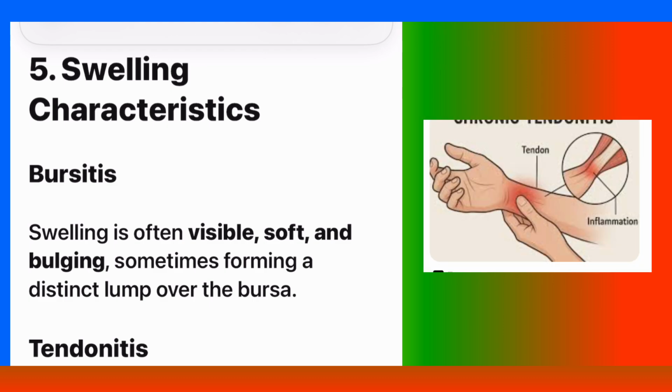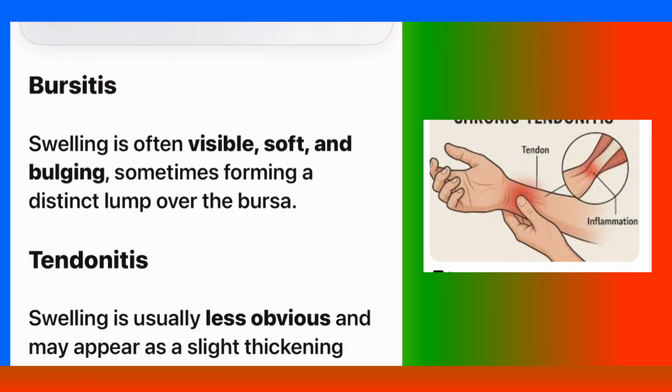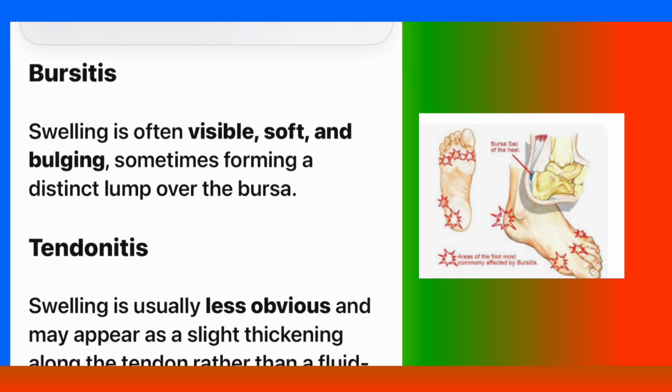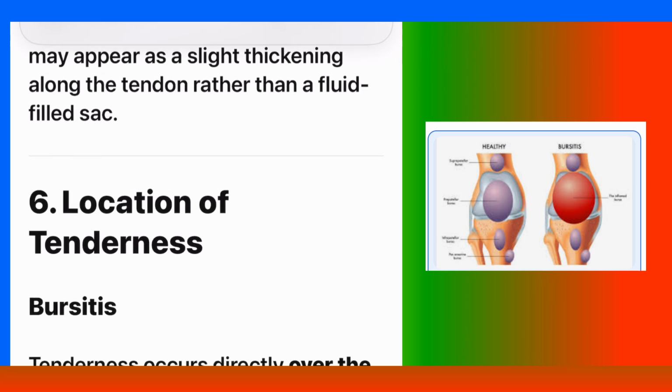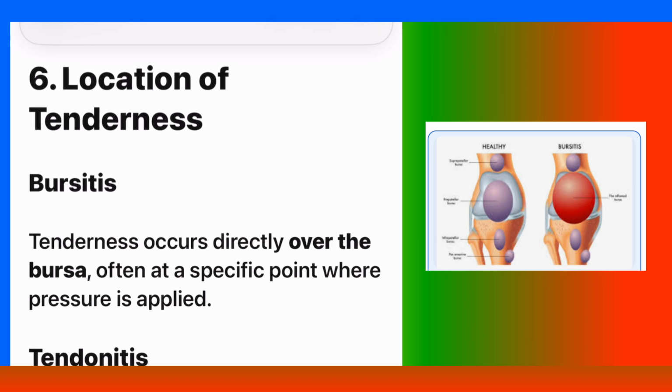Number 5, swelling characteristics. Bursitis. Swelling is often visible, soft, and bulging, sometimes forming a distinct lump over the bursa. Tendonitis. Swelling is usually less obvious and may appear as a slight thickening along the tendon rather than a fluid-filled sac.